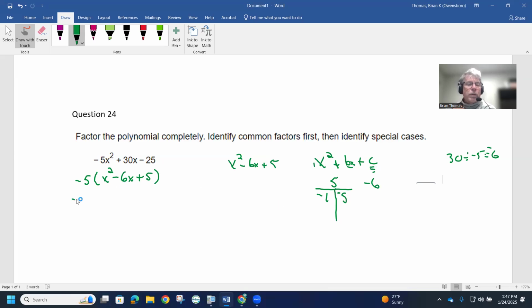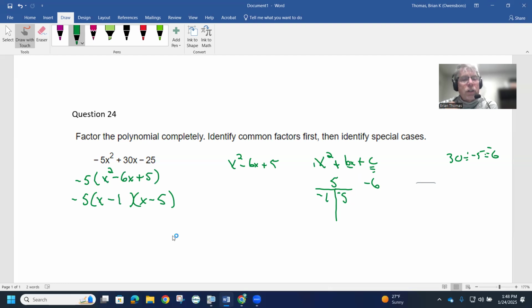So this tells me I keep the negative 5 out, but this x squared minus 6x plus 5 is going to turn into two binomials. So to get the x squared, it's going to be the x of the x, because x times x is going to give you an x squared. And remember, these last two positions are the factors of the constant. So the negative 1 and the negative 5 do give me the negative 6 in the middle.